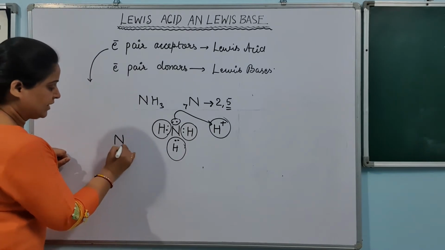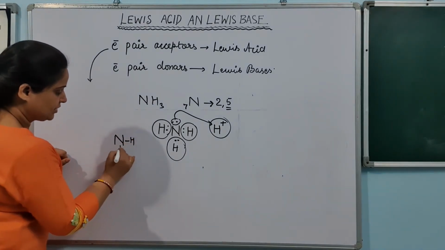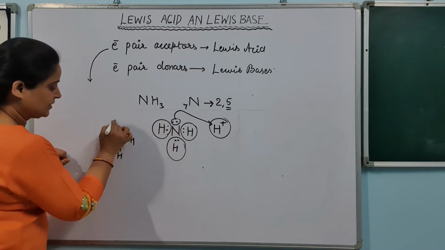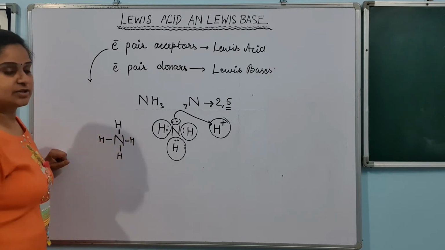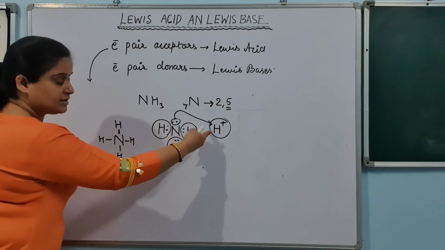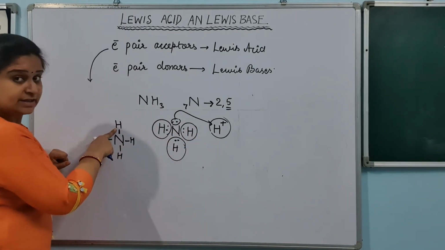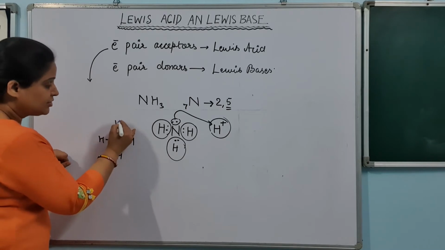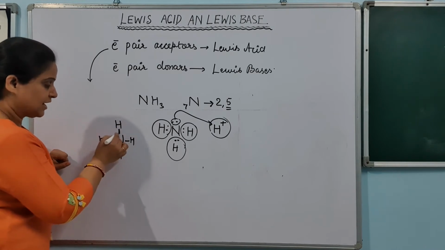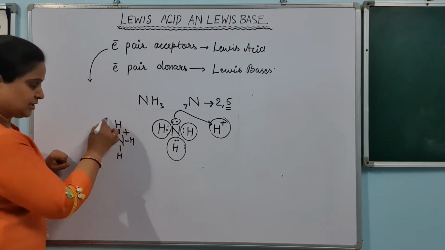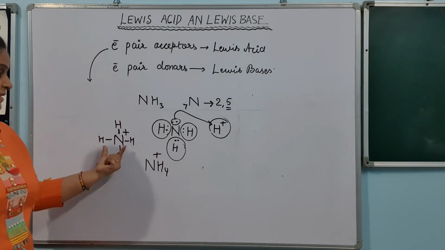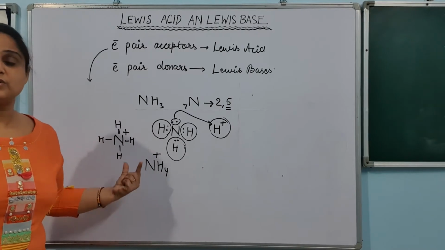How? Now nitrogen, hydrogen, hydrogen, hydrogen, and this lone pair will be between hydrogen and nitrogen. But these two electrons belong to this nitrogen, but this hydrogen is sharing these electrons. So what will happen? On the hydrogen, it is satisfied because it now has two electrons which are being shared, but this nitrogen will acquire positive charge. So this is how NH4 ammonium ion is formed, and in this ammonium ion positive charge appears on the nitrogen.